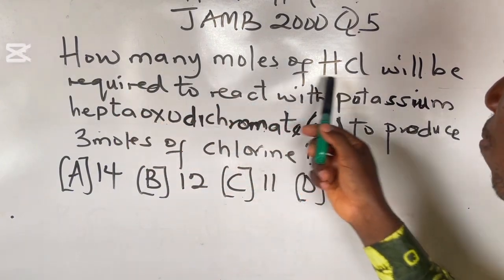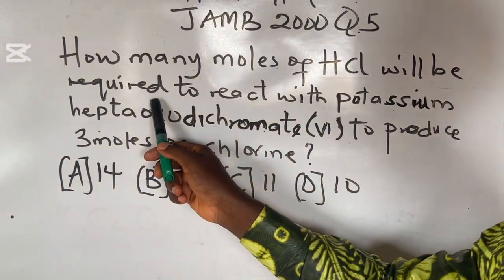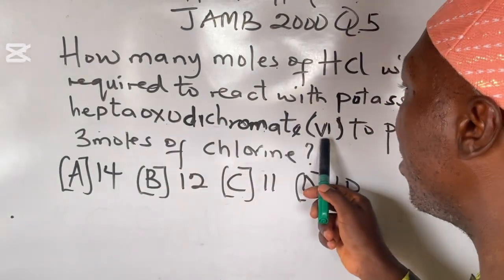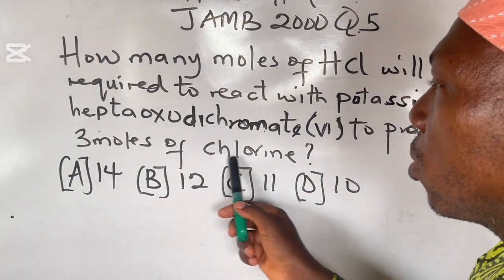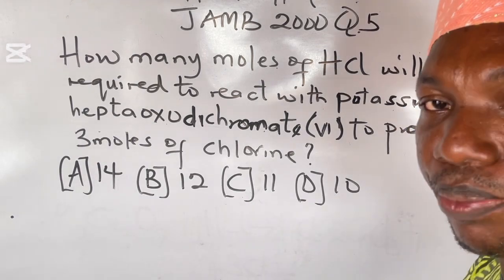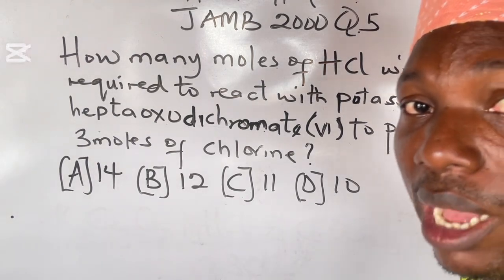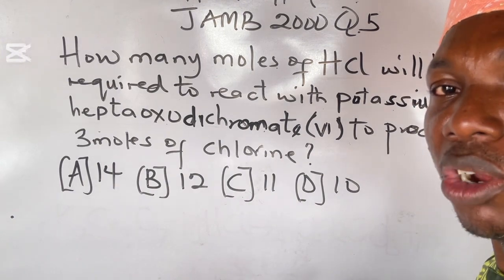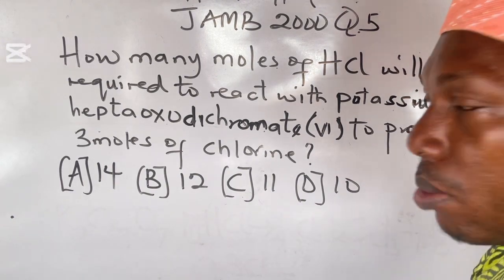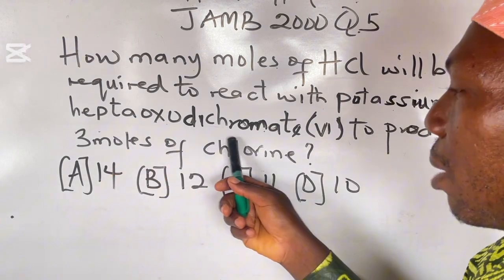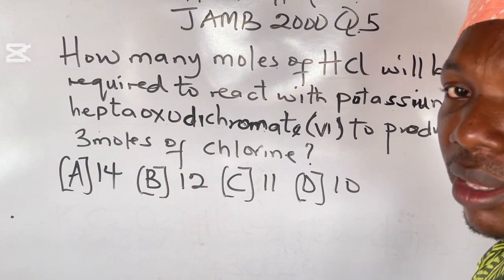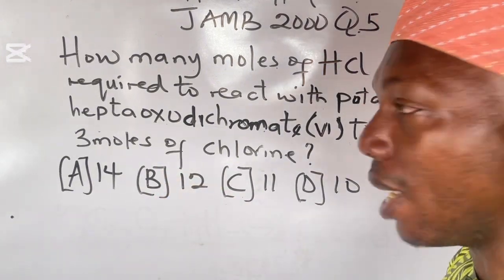How many moles of HCl will be required to react with potassium heptadichromate 6 to produce 3 moles of chlorine? And we are given all the options. This is a chemical equation that happens majorly in redox reactions because of the heptadichromate 6. It's a very powerful reagent. So we want to see what happens here.